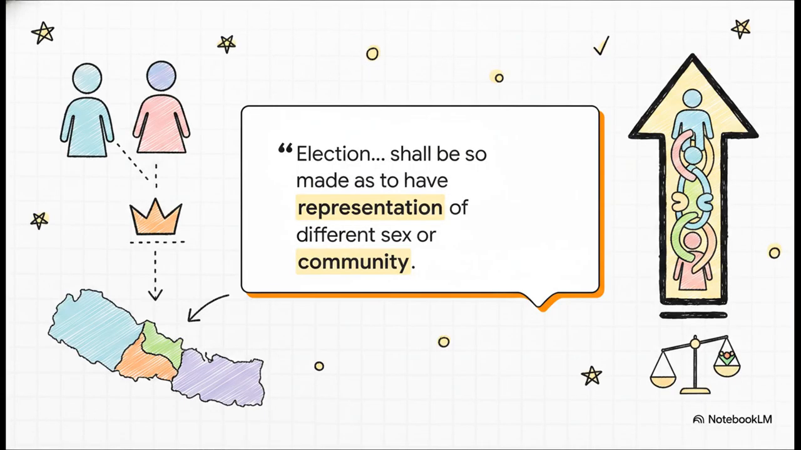Which brings us to Article 70, the Inclusion Clause. It explicitly mandates that the election of the president and vice president shall be made to have representation of different sex or community.